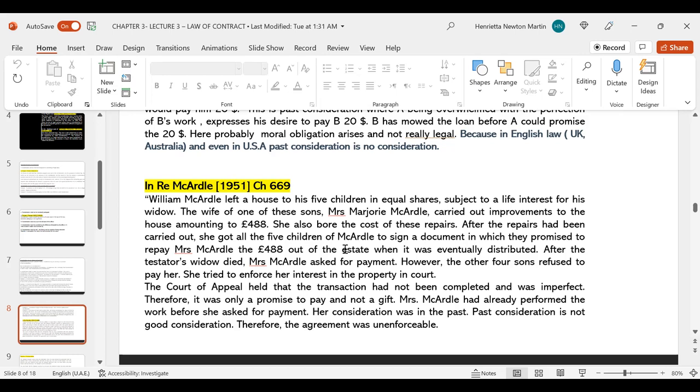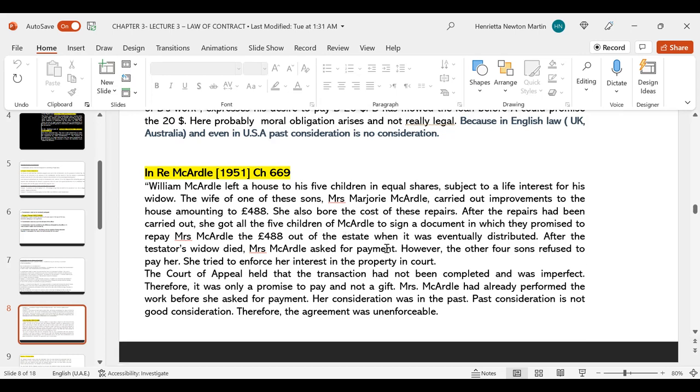Mrs. McArdle had already performed that work before she asked for the payment. She completed the job, and then said, okay, now I've done this work, so you will have to pay me this amount. So her consideration was in the past. Past consideration is not good consideration. Therefore, the agreement was unenforceable. I'm sure this case would make things clear for you.